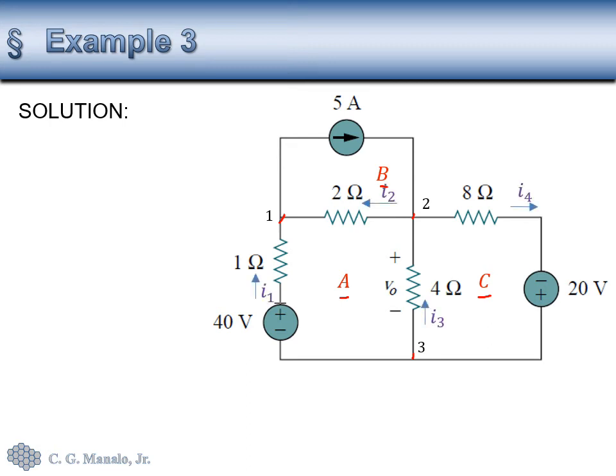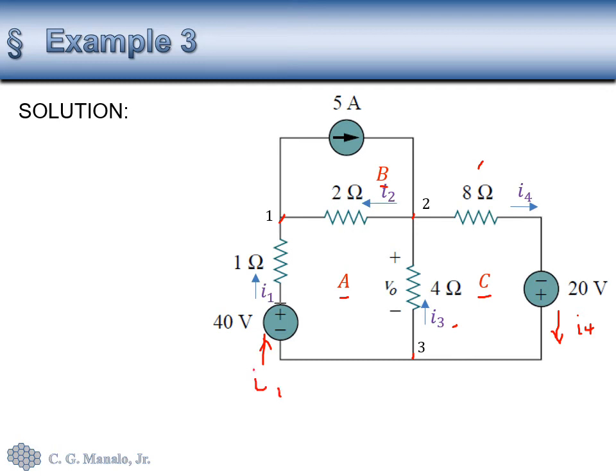The next is we assign arbitrary currents, so any direction will do. So we have here I1 through 1 ohm, and I2 for 2 ohms, I4 for 8 ohms, I3 for 4 ohms. So 20 volts, this is also I4 here. For 40 volts, this is also I1 here.